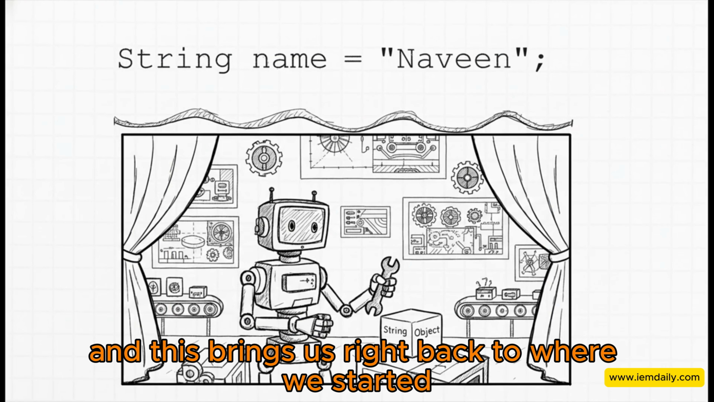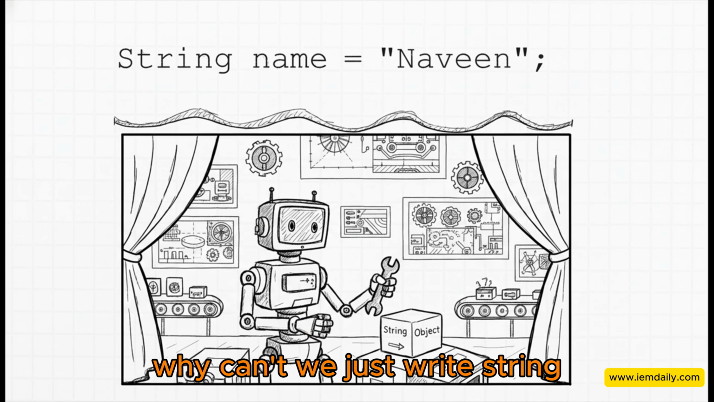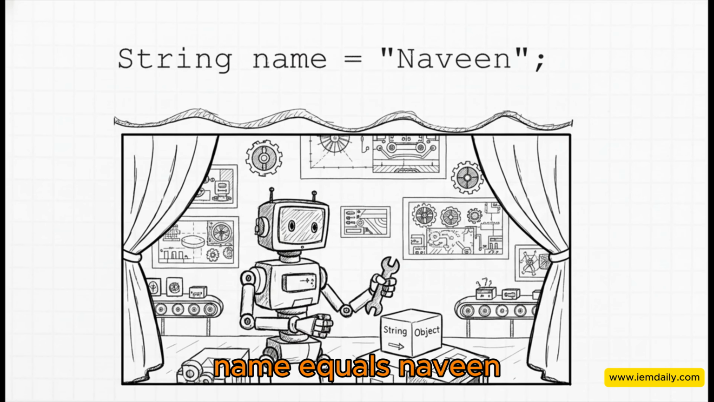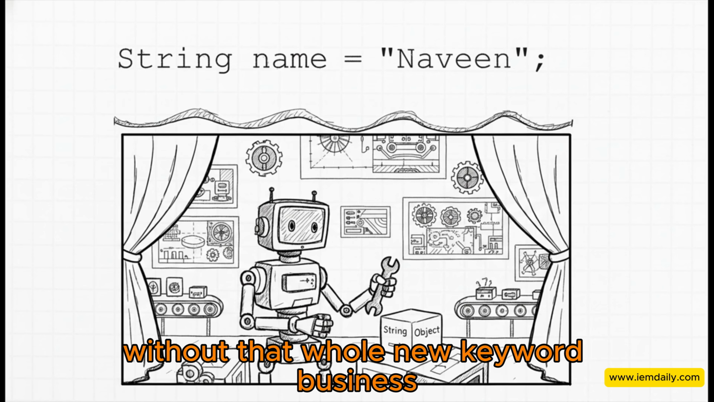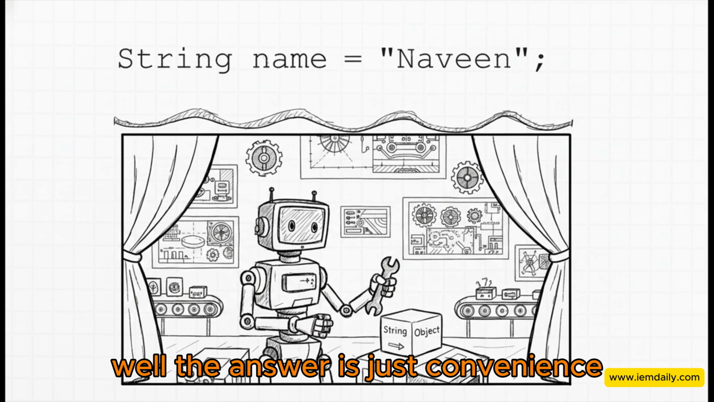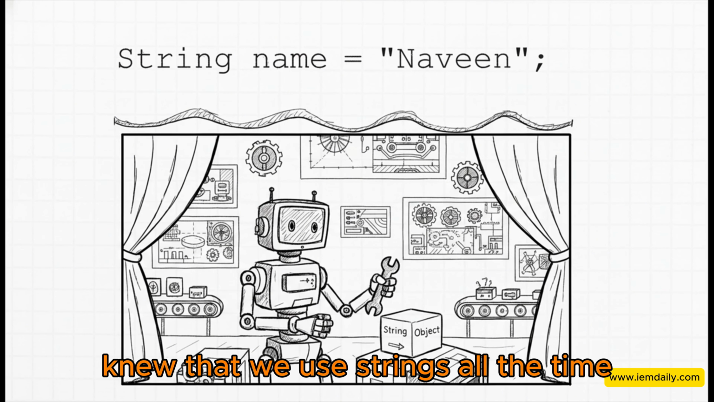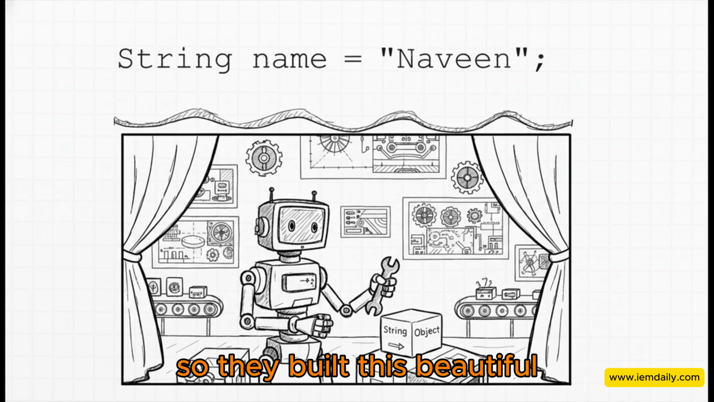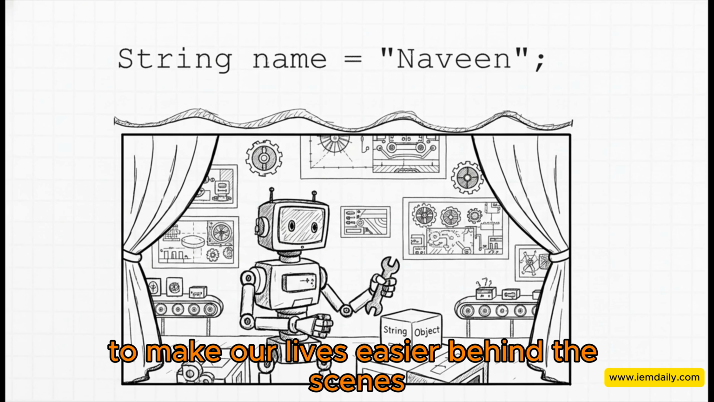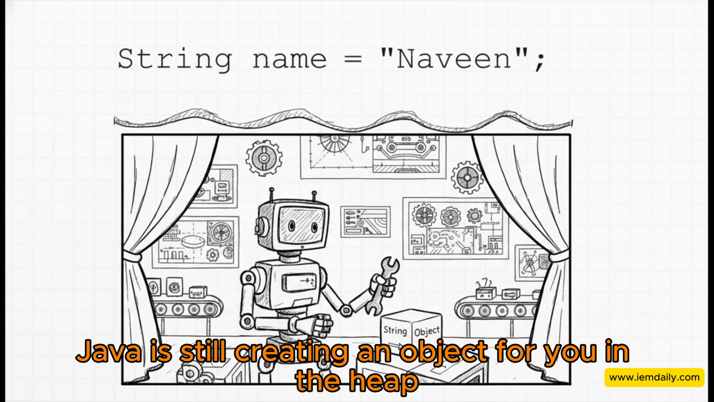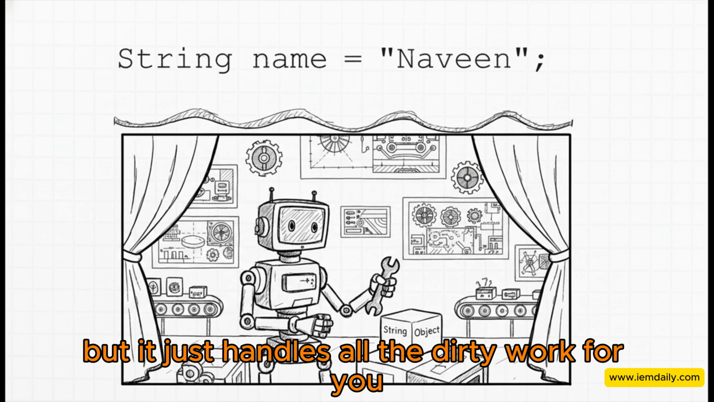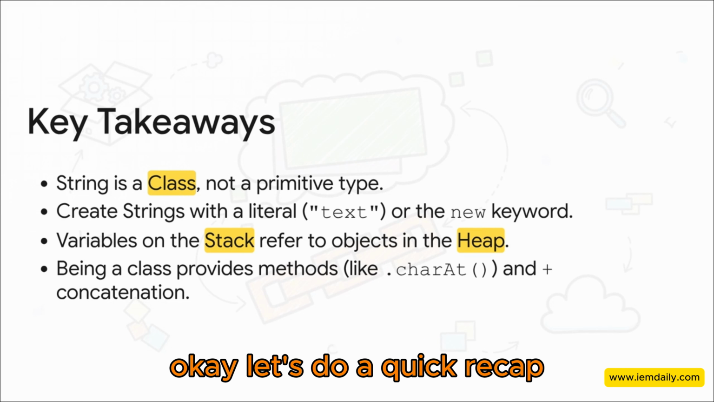And this brings us right back to where we started. Why can we just write string name equals Naveen without that whole new keyword business? Well, the answer is just convenience. The people who made Java knew that we use strings all the time, so they built this beautiful little shortcut right into the language to make our lives easier. Behind the scenes, Java is still creating an object for you in the heap, but it just handles all the dirty work for you.